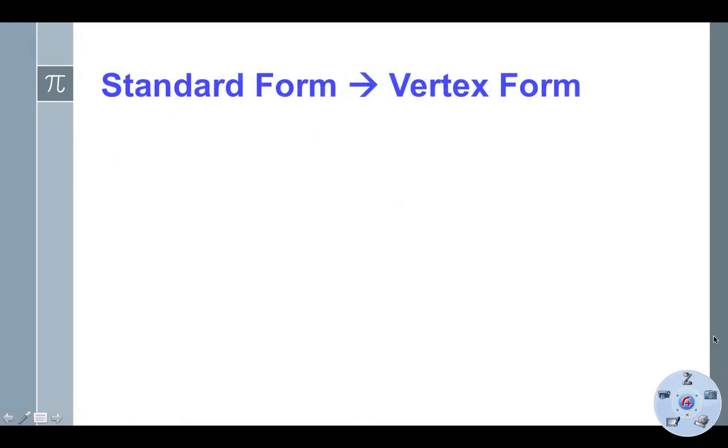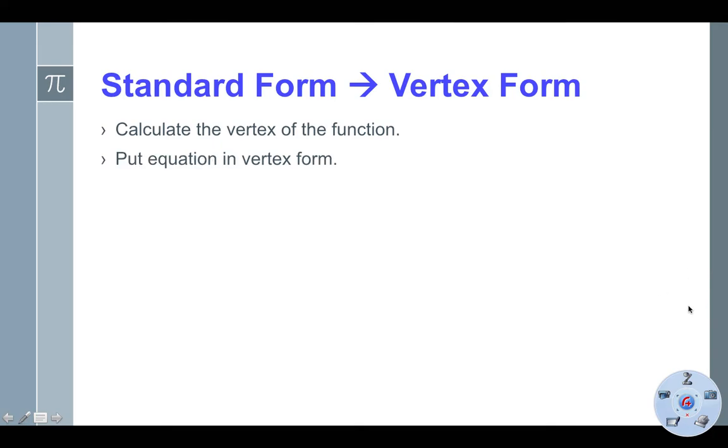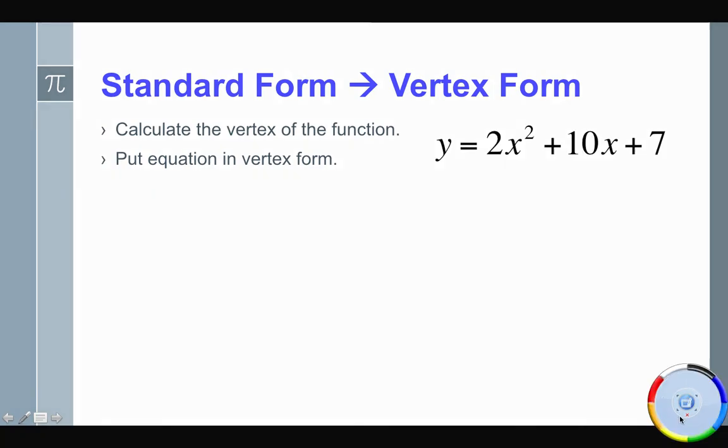We have converting from standard form to vertex form. This is pretty important to know how to do because it actually helps you graph a little bit easier. What we're going to do is calculate the vertex of the function and essentially put the function in vertex form. So here we have the standard form function, 2x squared plus 10x plus 7.